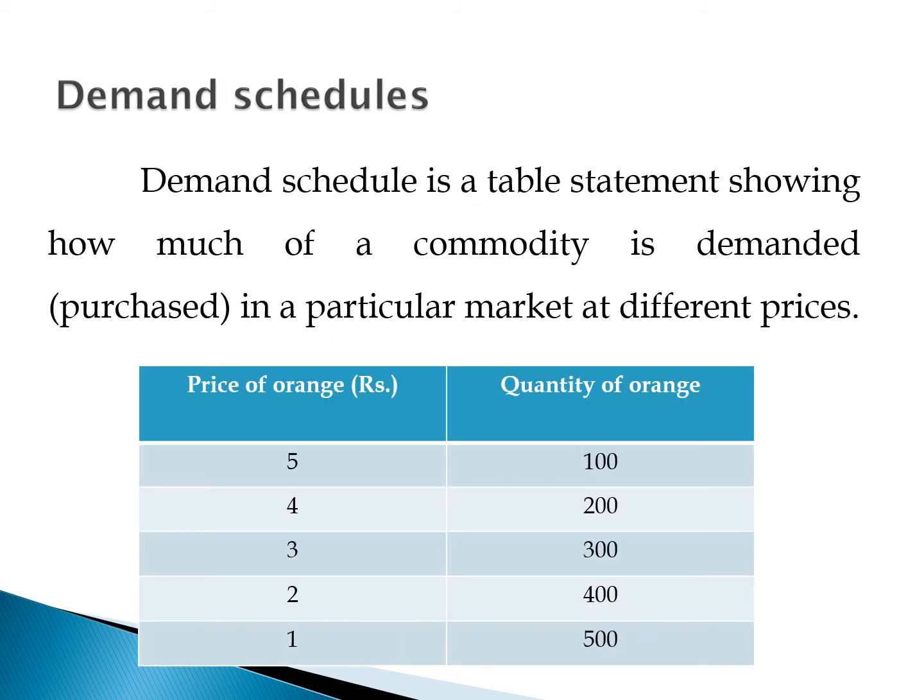Demand schedule. Demand schedule is a tabular statement showing how much of a commodity is demanded in a particular market at different prices. In the below table, at the price of orange ₹5, the quantity demanded is 100. Suppose the price decreases from 5 to 1, the quantity demanded increases from 100 to 500.